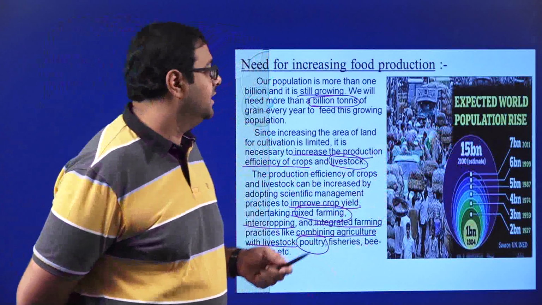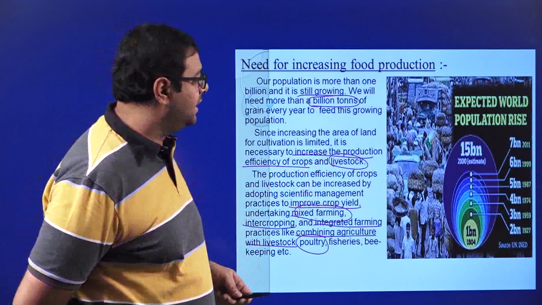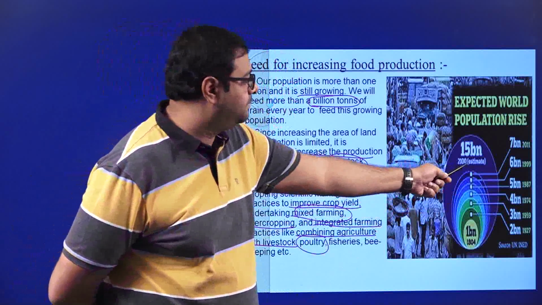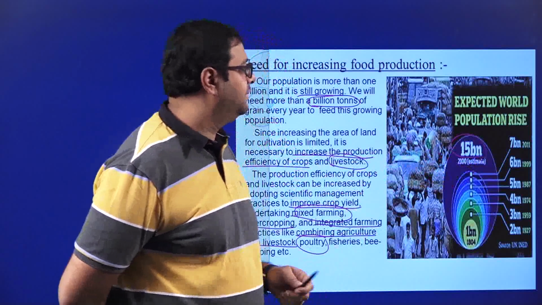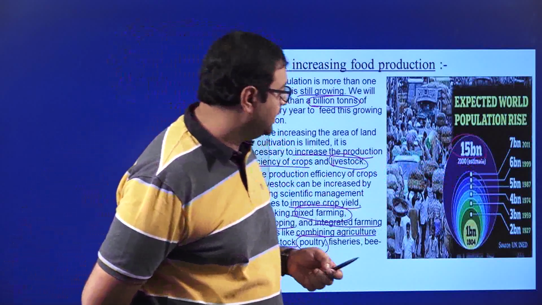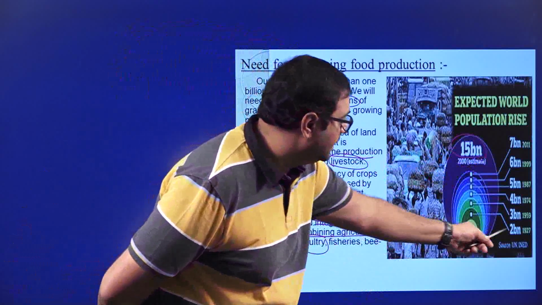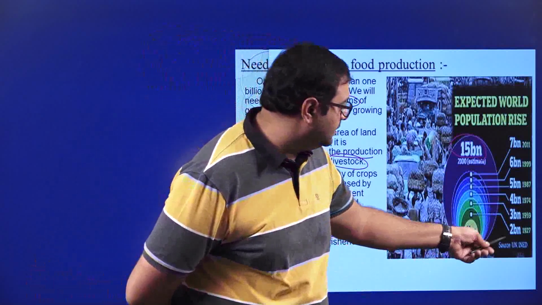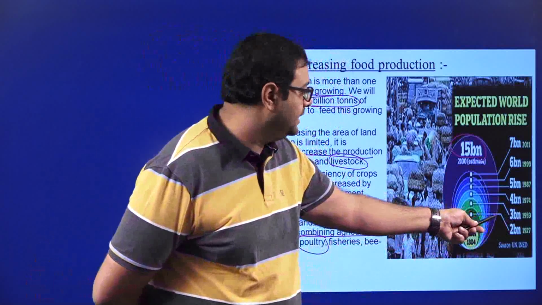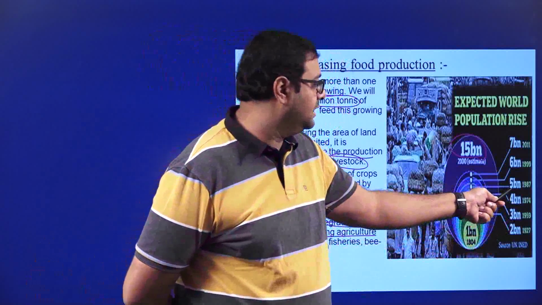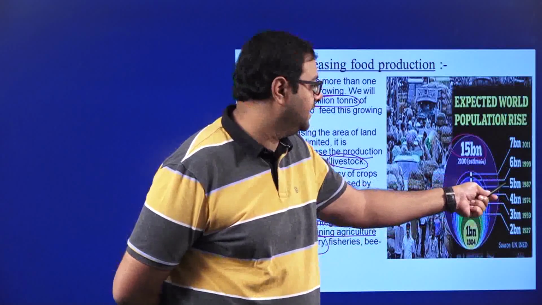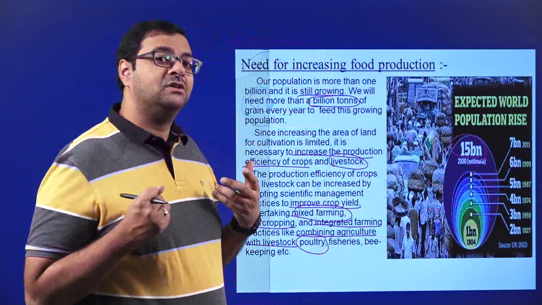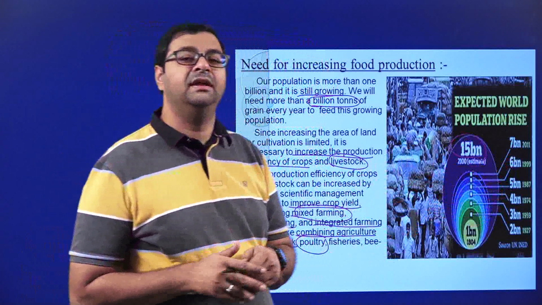Expected world population rise. By 2100, the world population can reach 15 billion, which is a huge amount. If you can see here, in 1927 the population of the world was 2 billion. Then in 1959 it became 3 billion, in 1974 it was 4 billion, in 1987 5 billion, in 1999 6 billion, and in 2011 7 billion. So by 2100 it will become almost 15 billion.